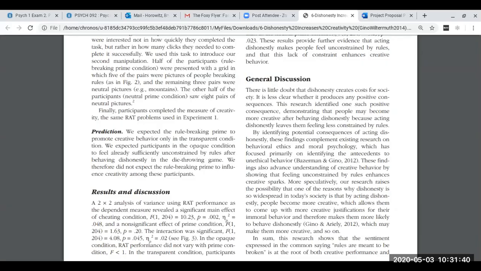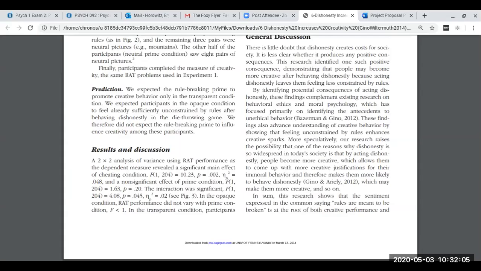These findings also advance understanding of creative behavior by showing that feeling unconstrained by rules enhances your creative sparks. More speculatively, our research raises the possibility that one of the reasons why dishonesty is so widespread in today's society is that by acting dishonestly, people become more creative, and this allows them to come up with more creative justifications for their immoral behavior, and therefore makes them more likely to behave dishonestly, which may make them more creative, and so it might be a never-ending cycle.